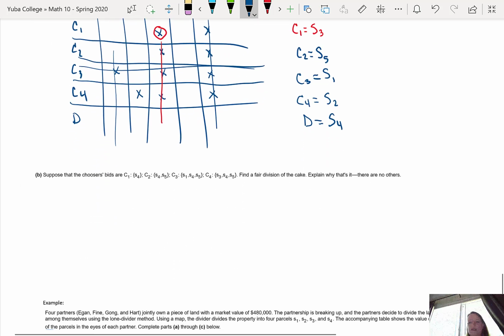Okay, same kind of example, but this time their bids are as follows.